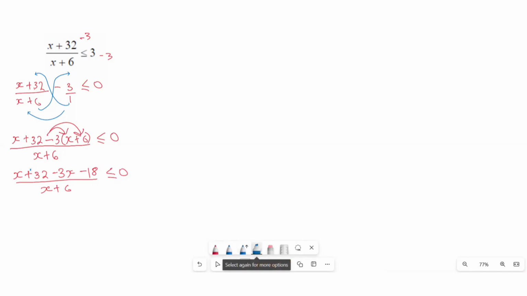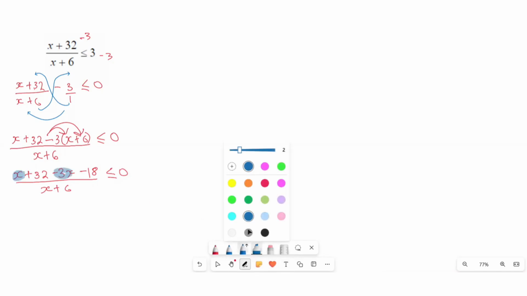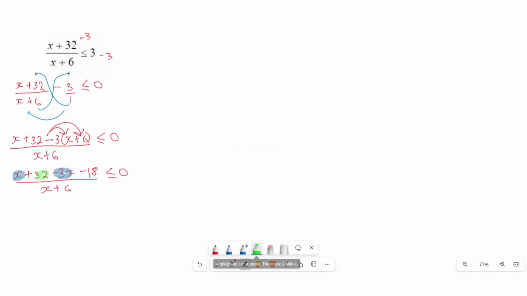Again, we're going to put together our terms that are alike. We have terms that are alike right there, and we have another pair that are alike here. So let's put those together. x plus negative 3x is going to give me a negative 2x, and 32 minus 18 will give me a positive 14, right? And then this will be over x + 6, and this is less than or equal to 0.